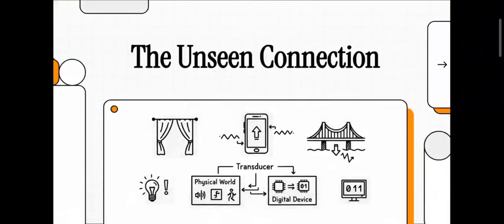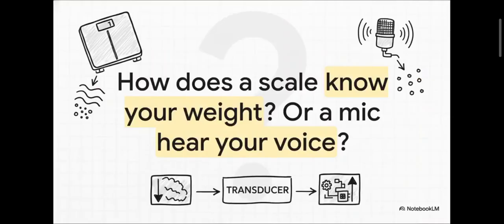Hey everyone, ever stop and wonder how our digital devices actually connect with the physical world? How does your phone know which way is up? Or how does a massive bridge know it's feeling a little stressed? Well, there's a kind of magic ingredient behind all of this, an unsung hero. And today, we're going to pull back the curtain on it. It's called the transducer.